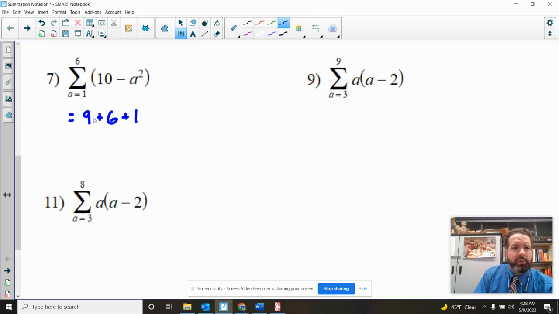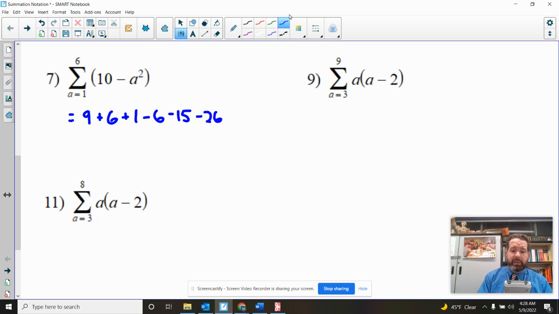Next, 1, 2, 3, 4. 4 squared is 16. 10 minus 16 is negative 6. 5 squared is 25. 10 minus 25 is negative 15. And then for the 6, 36. 10 minus 36 is negative 26.